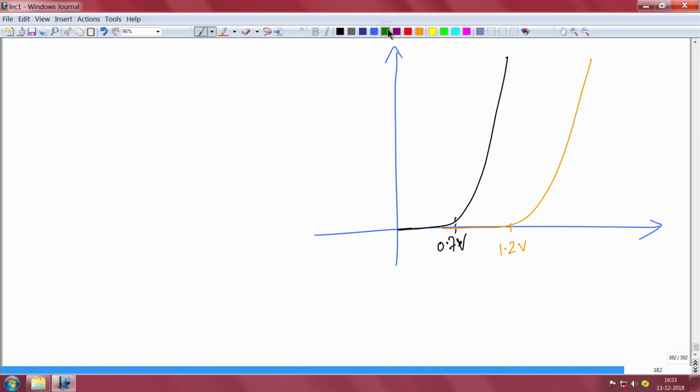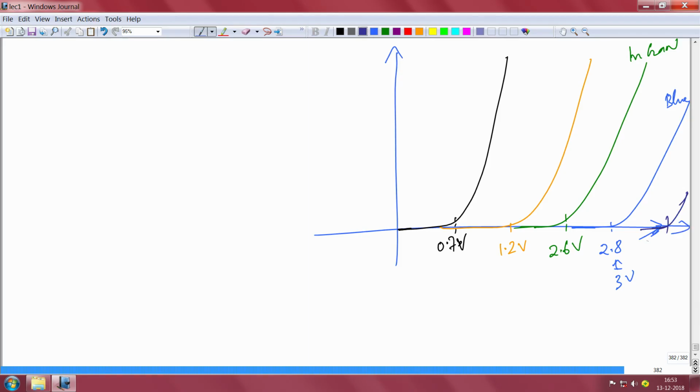A green LED would probably be here, InGaN green LED. The cut-in voltage would probably be around 2.6 volt or so, and then there is a blue LED, the classic InGaN blue LED, that would be around say 2.8 volt, maybe 3 volt, depends how good it is, right. Deep UV LED, I couldn't show it here. A deep UV LED would be much more, maybe 5 volt, the scale is not correct. At 5 volt, or 4.5 volt, only the UV will turn on, because the band gap is also high.